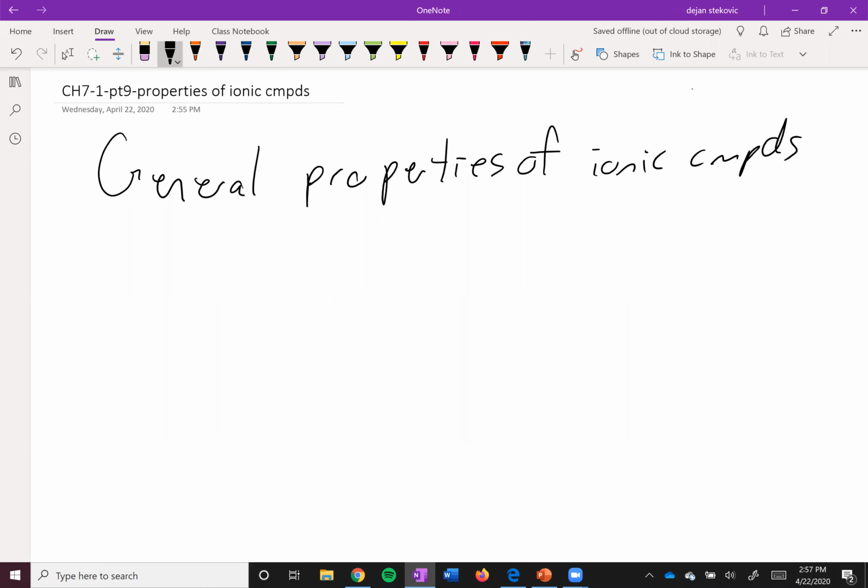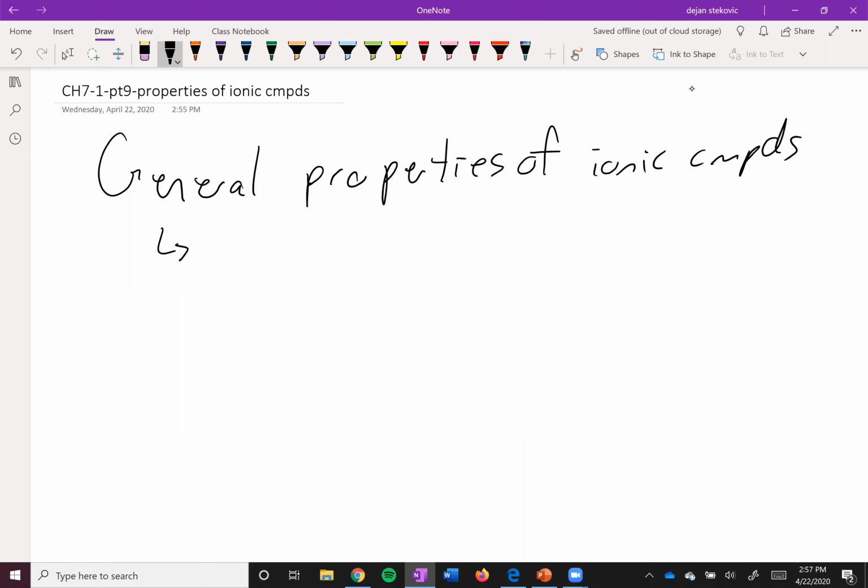All right, so let's take a look at some general properties of ionic compounds. Overall, I would say ionic compounds are, for the most part, pretty standard and boring. There's not that great of a variety between them. When we take a look at covalent compounds, we'll see that there's a much greater variety of those.